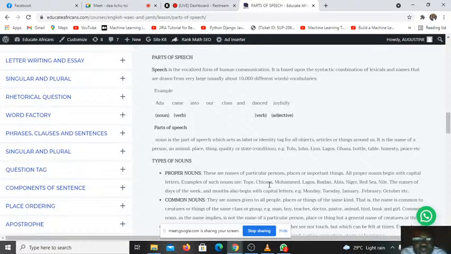Other examples of proper nouns are Tope, Chioma, Mohammed, Lagos, Ibadan, Abia, Niger, Red Sea, Nile. All these are proper nouns. Another good example of proper nouns are days of the week and months, like Monday, Tuesday, January, February, October. All these are proper nouns and they must start with a capital letter. Justina, are you clear on this?